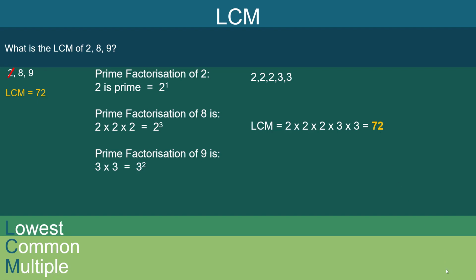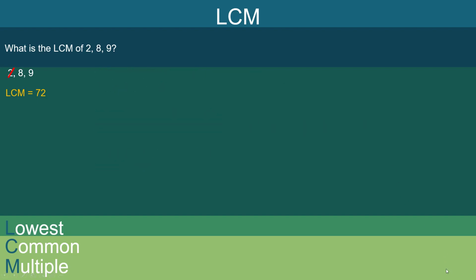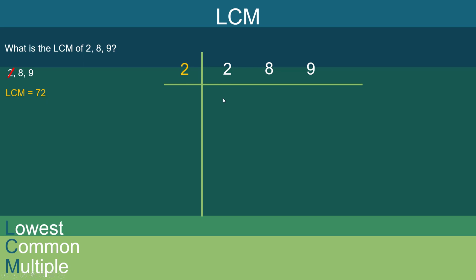You can also divide the numbers by prime numbers as long as at least two numbers are divisible by that prime number. In this case, we can divide 2 and 8 by 2. 2 divided by 2 is 1, and 8 divided by 2 is 4. And the 9 will come down as is.